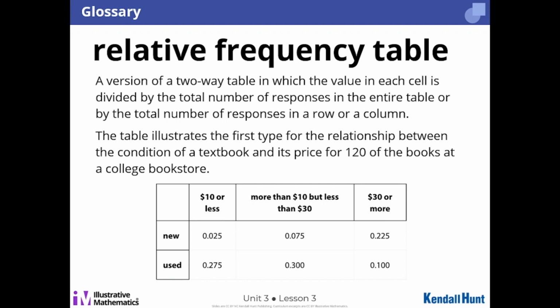Number 3, relative frequency table. A version of a two-way table in which the value in each cell is divided by the total number of responses in the entire table or by the total number of responses in a row or a column. The table illustrates the first type for the relationship between the condition of a textbook and its price for 120 of the books at a college bookstore.